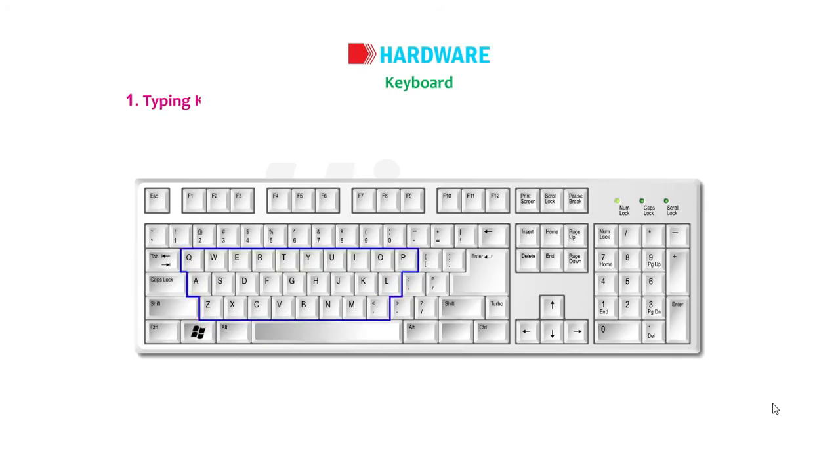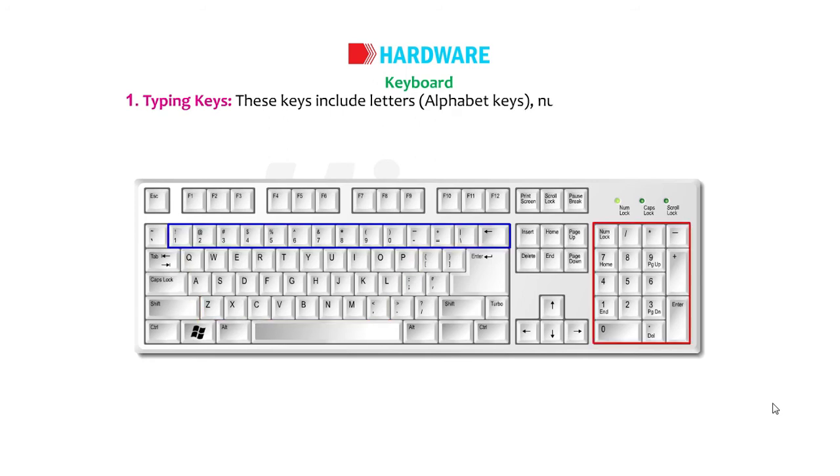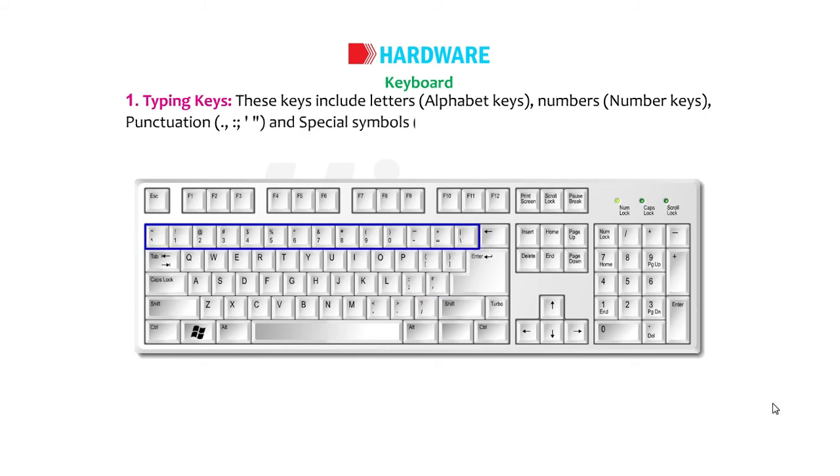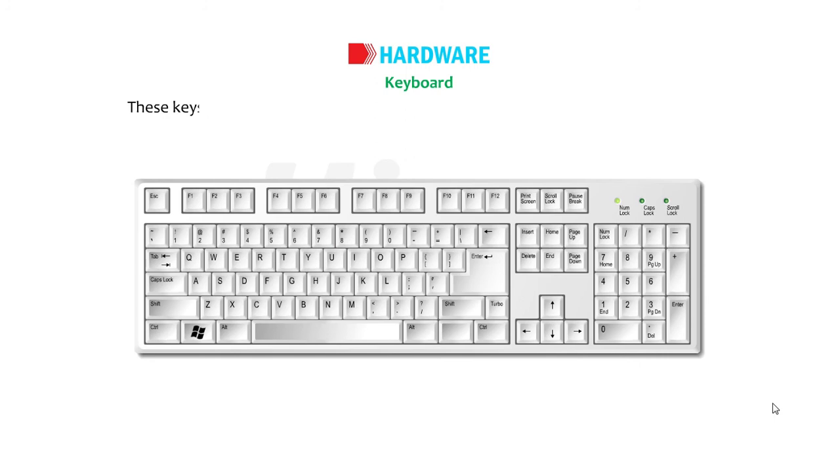Number 1. Typing keys. These keys include letters (alphabet keys), numbers (number keys), punctuation (full stop, comma, semicolon, colon, single quote, double quote), and special symbols like plus, minus, dollar, etc. These keys also include the shift, caps lock, space bar, backspace and the tab keys.